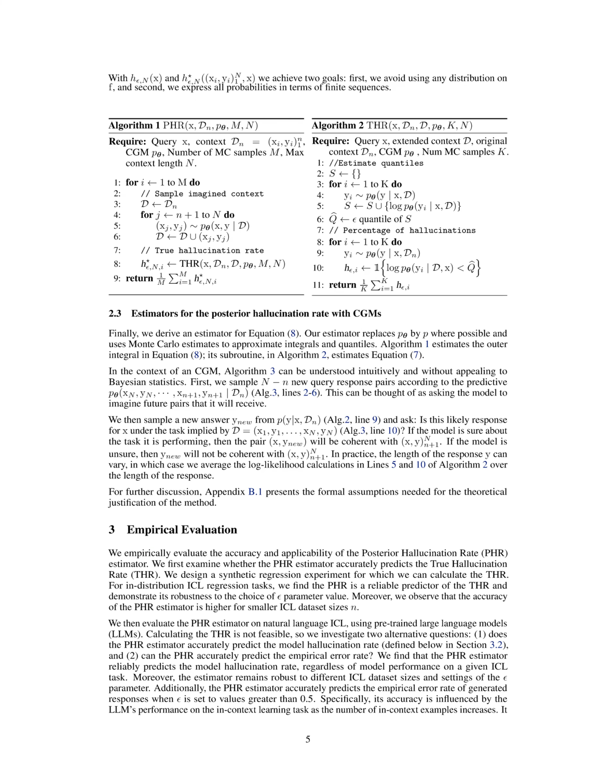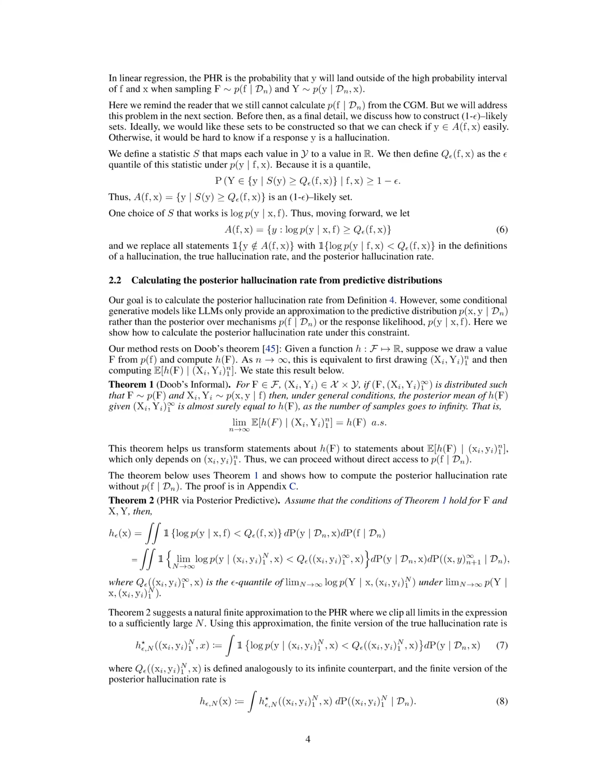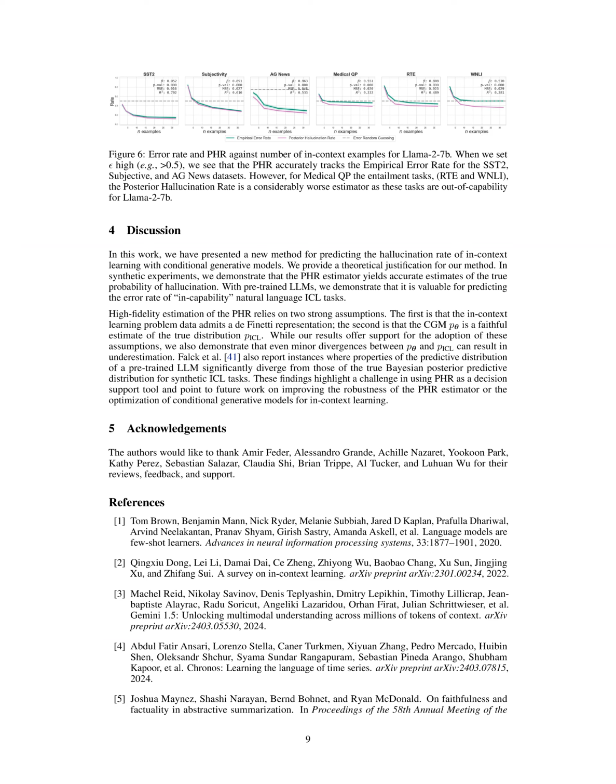An estimator is derived for the PHR, replacing the CGM with a model and using Monte Carlo estimates to approximate integrals and quantiles. The algorithm samples new query response pairs and checks if the response is likely under the implied task. 6. Empirical evaluation. The method is empirically evaluated using synthetic regression tasks and natural language tasks with pre-trained LLMs.